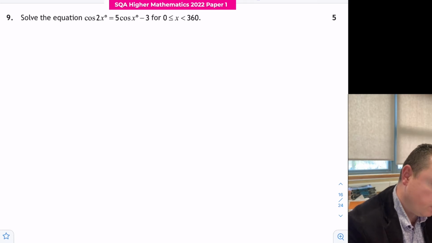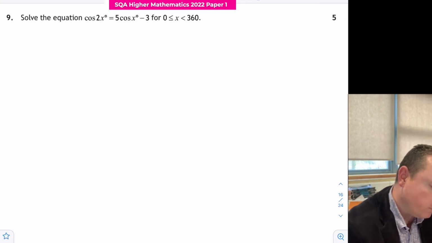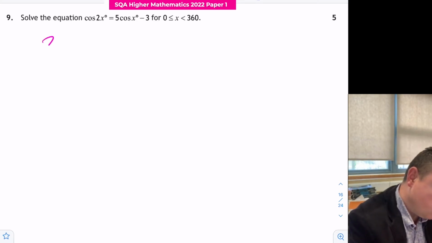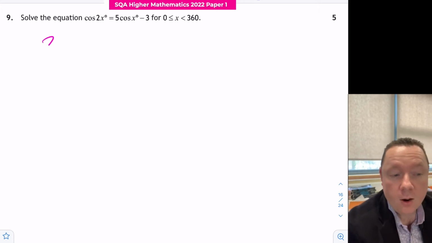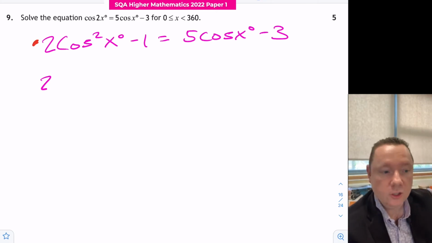So if we check the start of our exam paper, cos 2x is 2 cos squared x − 1. That's the one I'm going to use because the other side's got cos x on it as well. So changing that to 2 cos squared x − 1 equals 5 cos x − 3. And there we are, we get our first mark just for doing that. Nice and easy that one for just using the correct one.